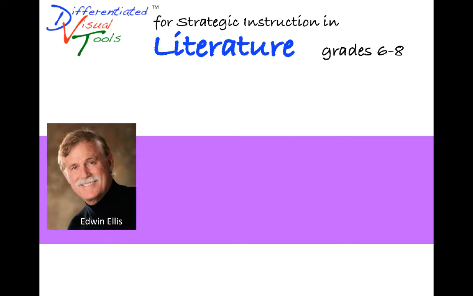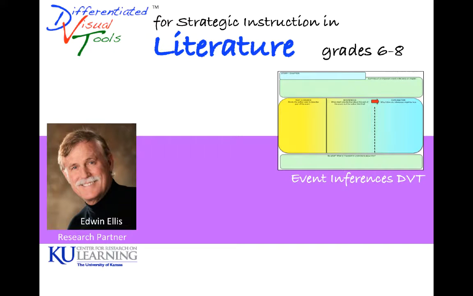I'm Edwin Ellis, and I'm a research partner affiliated with the University of Kansas Center for Research on Learning. And in this video, we're going to be focusing on the Event Inferences DVT, which is part of the Differentiated Visual Tools for Strategic Instruction in Literature that was designed for grades 6 through 8.